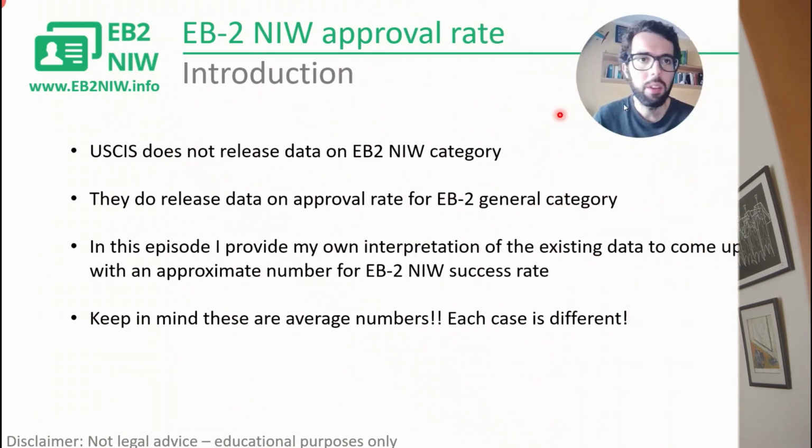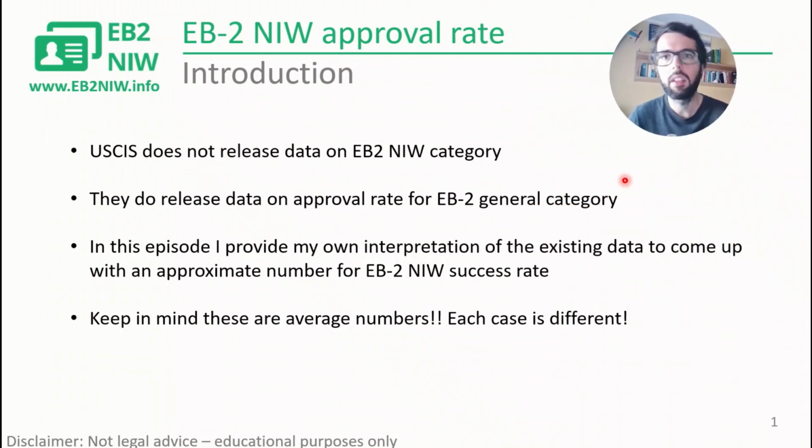In today's video, we're going to discuss what is the success rate for the EB2 NIW green card category. So the first thing we have to say is that USCIS does not really release data specific to EB2 NIW, or National Interest Waiver. This is a subcategory inside the EB2 category. So we don't have that direct data. Therefore, we have to find ways to estimate what is the approval rate or the success rate with data that does exist, that USCIS does publish.